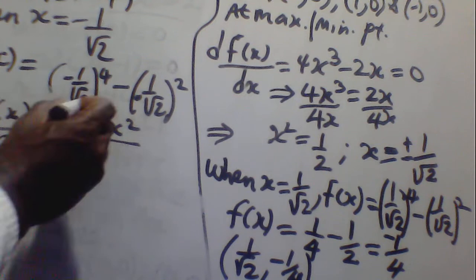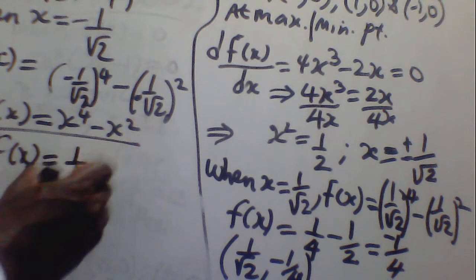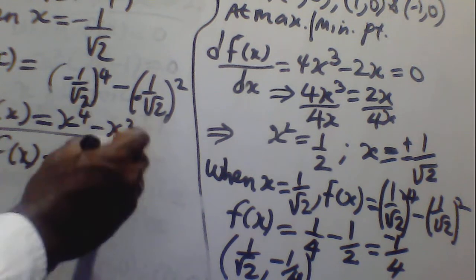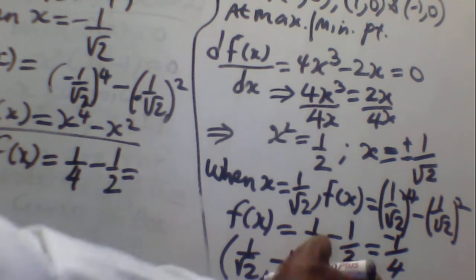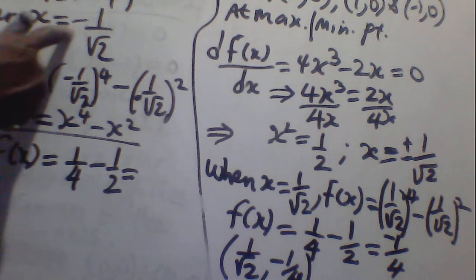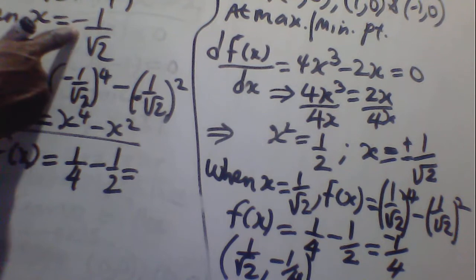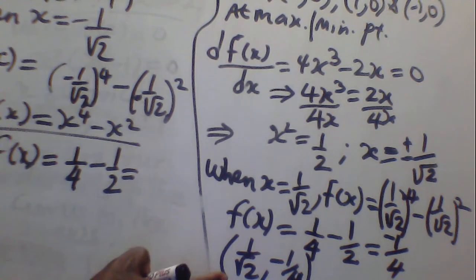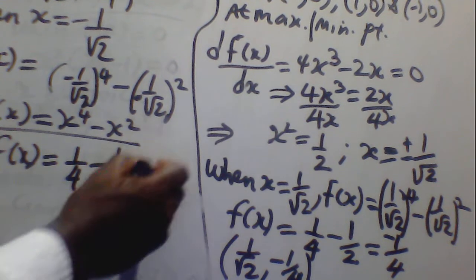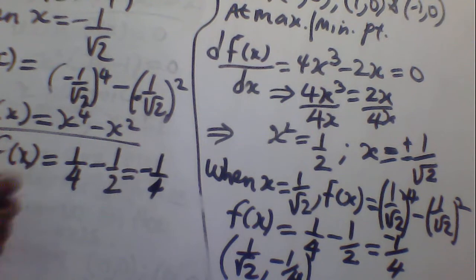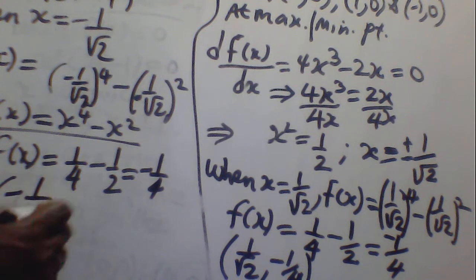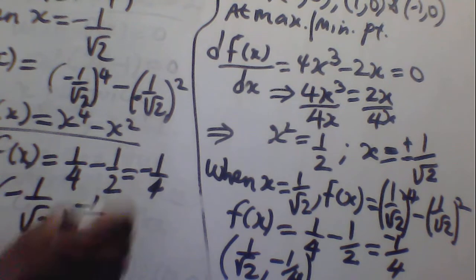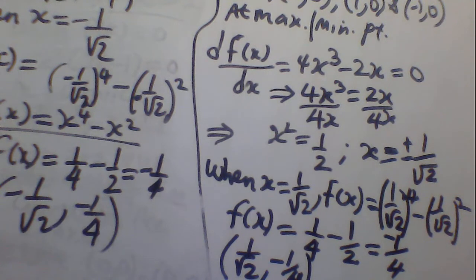This will give us 1 over 4 minus 1 over 2. You notice that the f of x here is equal to f of x here, except that the value of y changes. Minus 1 over root 2 and here plus 1 over root 2. So this is equal to 1 over 4. So we have gotten the second turning point, minus 1 over root 2 and minus 1 over 4. So we have gotten all we needed to plot the graph.